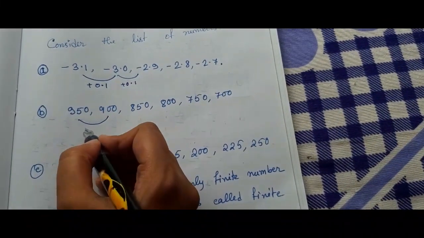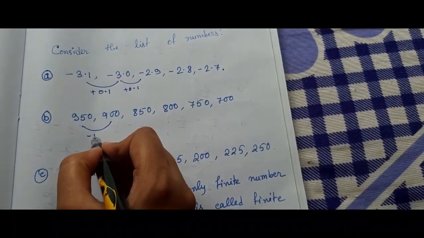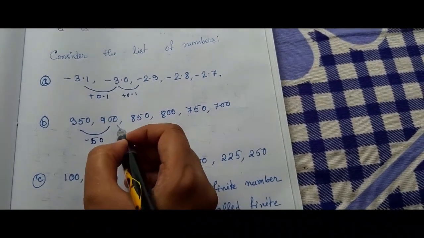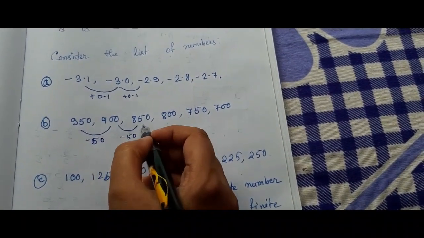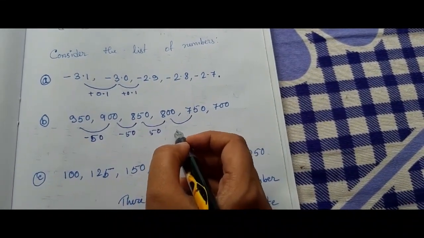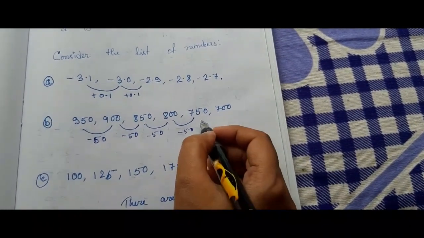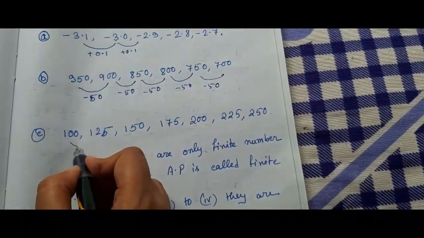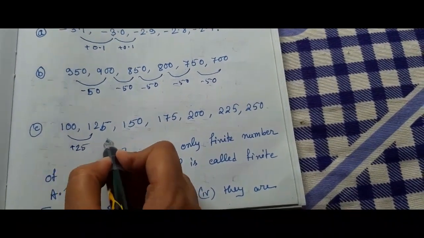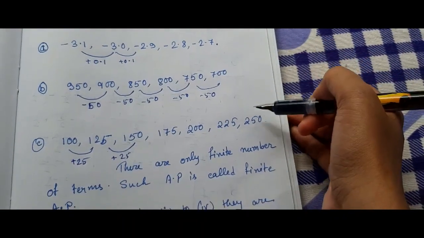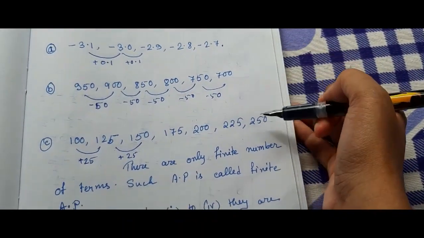Similarly, if you subtract 50, or if you add minus 50, you are getting this list of numbers, okay. So this is also an arithmetic progression. Similarly here, positive 25, okay. So as you can see, these all are examples of arithmetic progression.